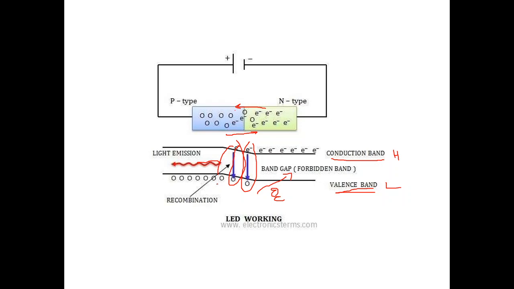And one thing we have to remember, mainly in LEDs, light emitting diodes: only whenever the recombination process exists is light emission going to be released. And for that, the LED diode should always be operated in forward bias condition. If it is operated in reverse bias condition, we cannot emit the light.